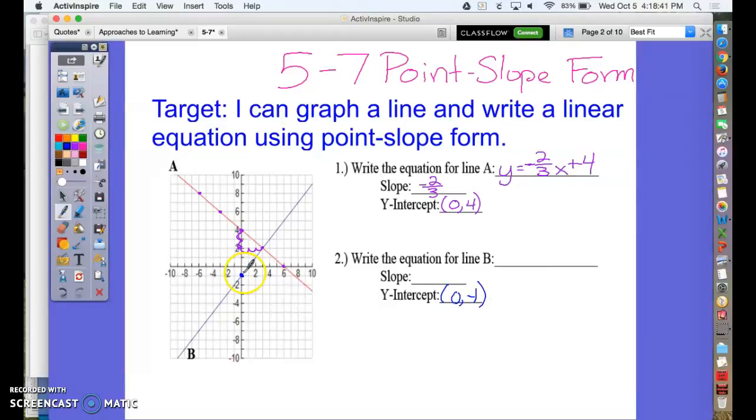Then my slope: how many do I rise over how many do I run? I can see it's like climbing the stairs here. I'm going up 1 over 1, which is just 1. So your equation would be y equals 1x minus 1. You don't normally write a slope of 1. We just know that the 1 is next to x. So that's a review from yesterday.